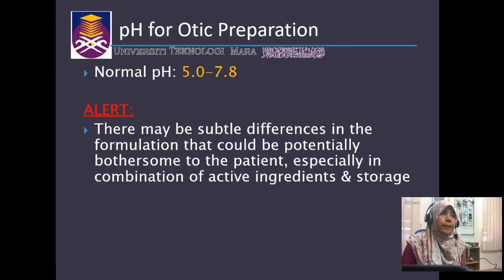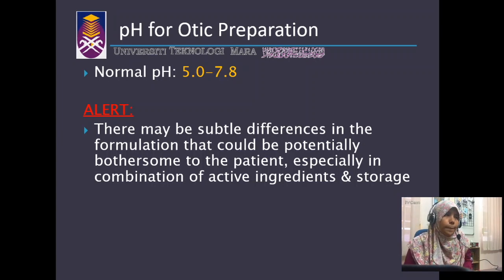Next, one that I didn't put in physical-chemical properties: you need to ensure the pH for otic preparations. The normal pH is around 5 to 7.8. Alert, there may be subtle differences in the formulation that could be potentially bothersome to the patient, especially in the combination of active ingredients and storage. It depends on the tolerance of the patient. Some can tolerate a combination of some ingredients, some cannot. I'll explain later.